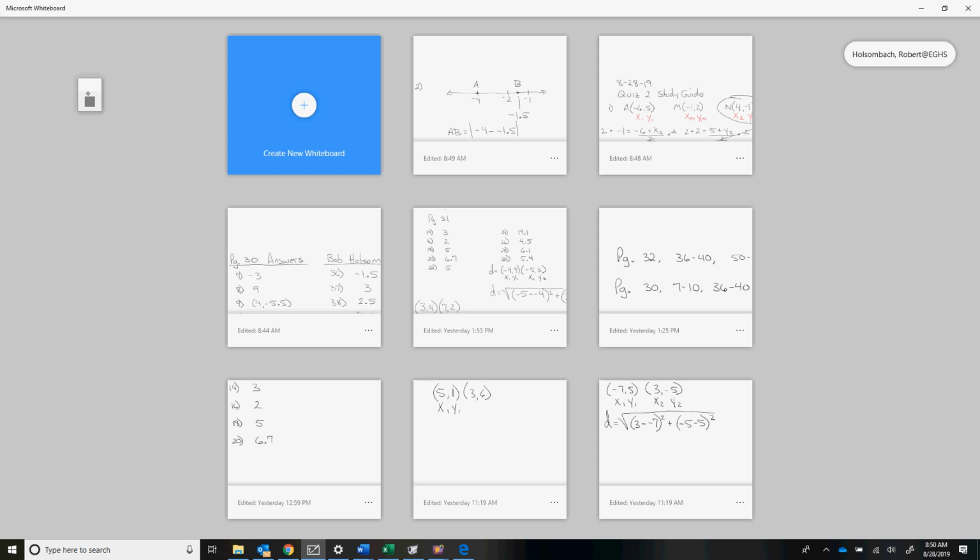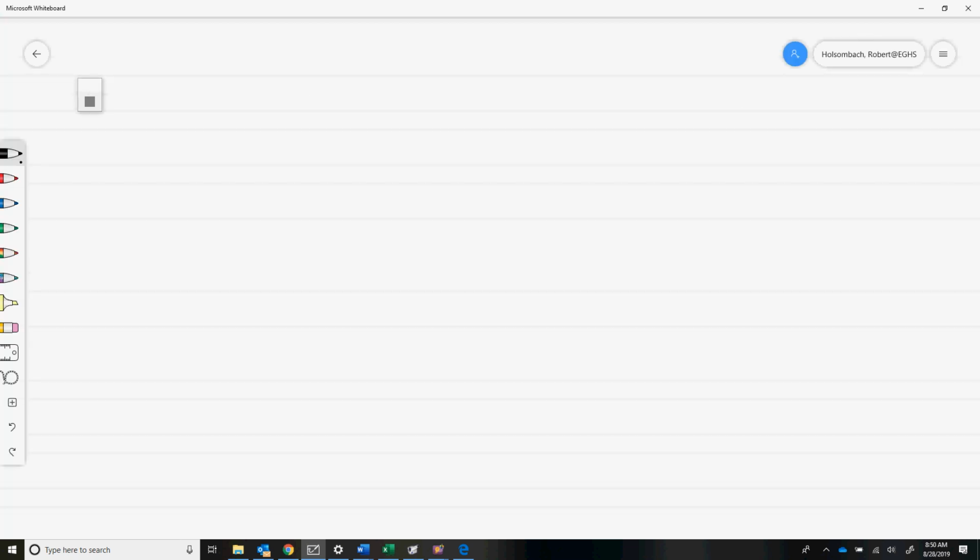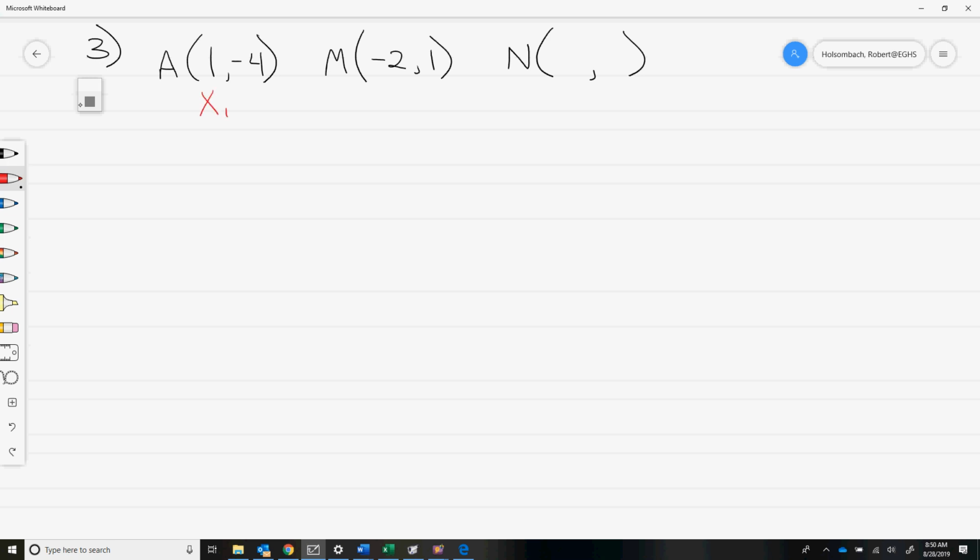Number 3. Number 3 is just like number 1. Let's see, this is number 3. A has a coordinate of 1, -4. A is at 1, -4. M is the midpoint. M is at -2, 1. Find the coordinates of N. N is the other endpoint. Same exact process. Label your points. Here's your x1 and your y1. Your x in the middle, your y in the middle. You're looking for your x2 and your y2.